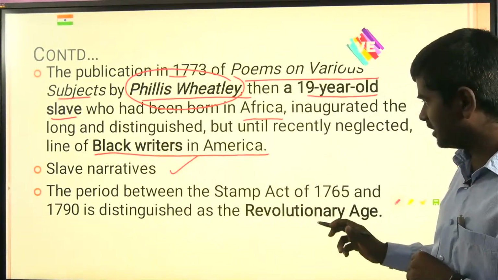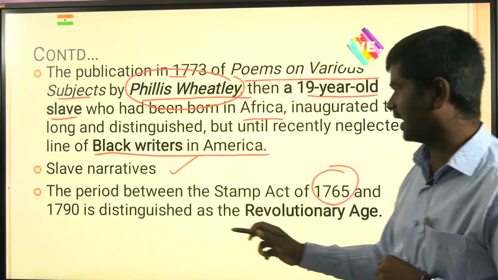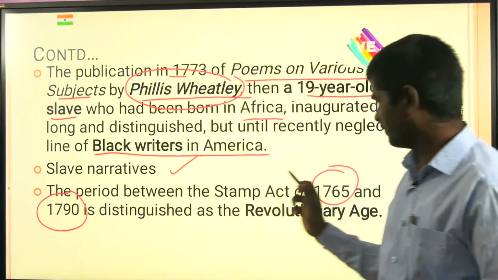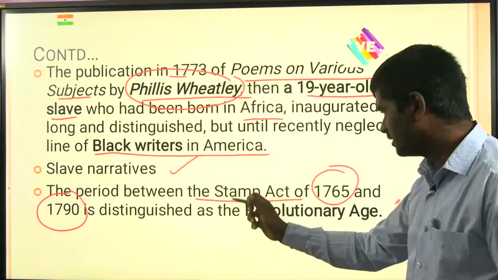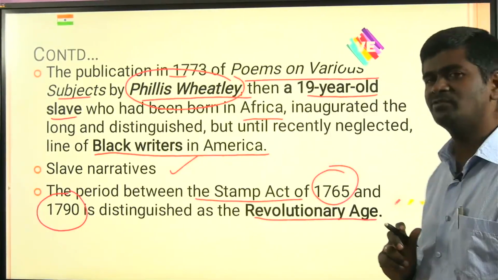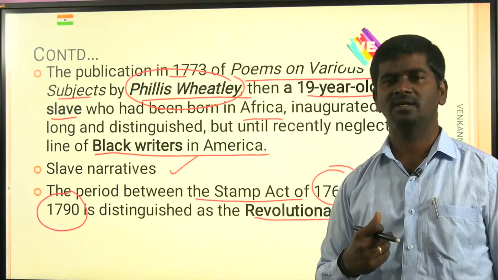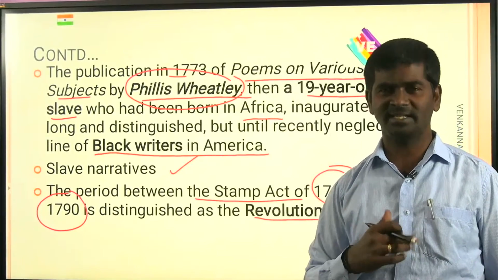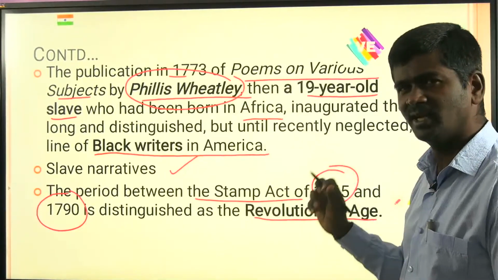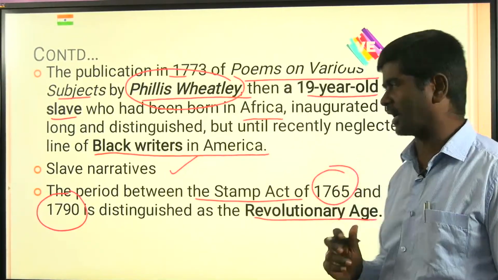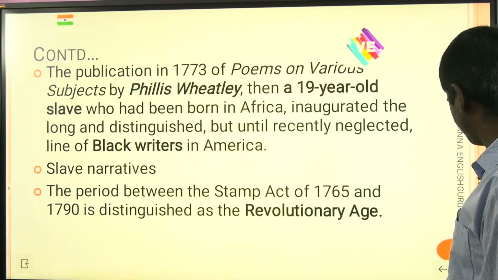Next, the period between 1765 and 1790. 1765 is called the Stamp Act, and 1790 is considered to be a revolutionary age. People revolted for freedom and independence. So 1765 to 1790, a revolutionary age, another important significant date.